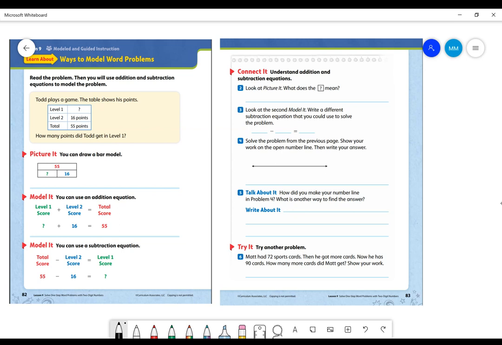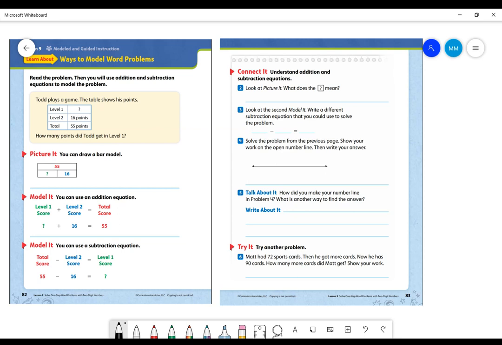So in the bar model, it shows us that 55 is our whole. So total is the same as whole. So that's our big number. We didn't know how many he got in level 1, but we know in level 2 he got 16. It says you can use an addition equation. So level 1 would be our missing part. 16 is the part that we know, and we know that our whole is 55. We can also use a subtraction equation. So we can start with our whole, take away the part that we know, and find the part that we are missing.